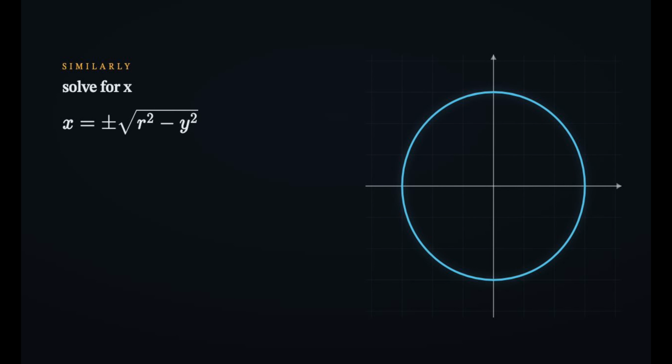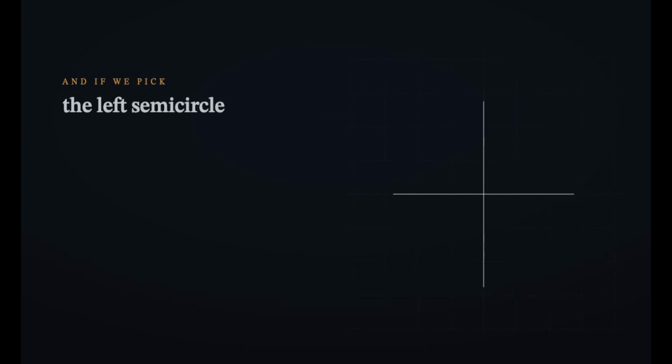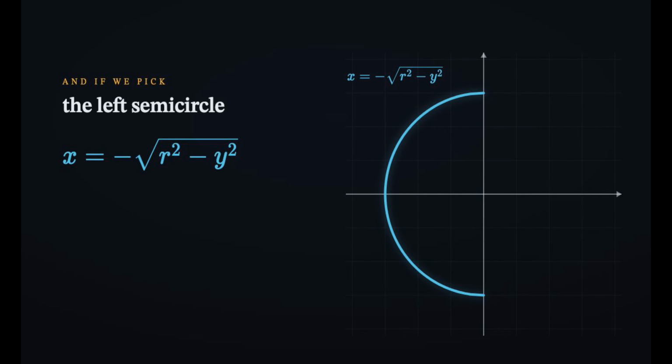Similarly, if we solve for x, we get x equals plus or minus square root r squared minus y squared. That is two functions, so we need to pick one. If we pick x equals plus square root r squared minus y squared, that is the right semicircle, since x is always positive. And if we pick x equals minus square root r squared minus y squared, that is the left semicircle, since x is always negative.